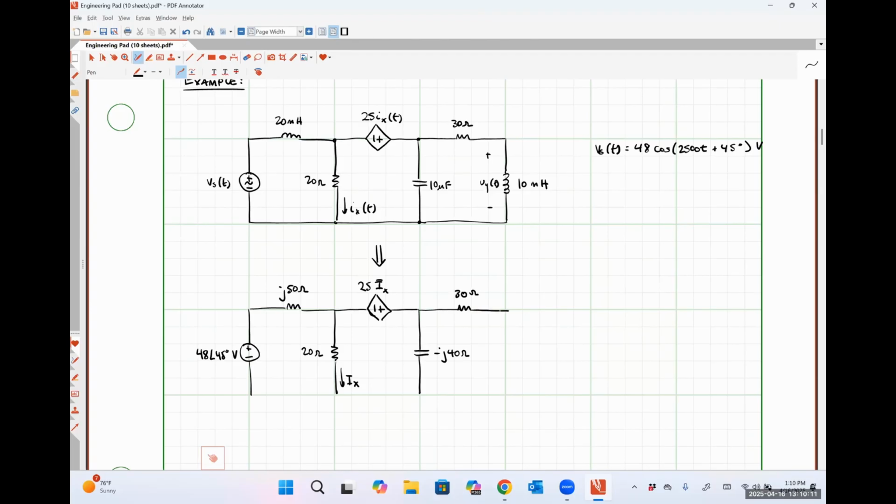What's the 10 millihenry inductor going to look like? And by the way, you shouldn't need a calculator for this. Exact half of the other one, right? Since the 20 millihenry inductor had an impedance of J50 ohms, 10 millihenry of inductance should have half as much, so that'll be just J25 ohms.